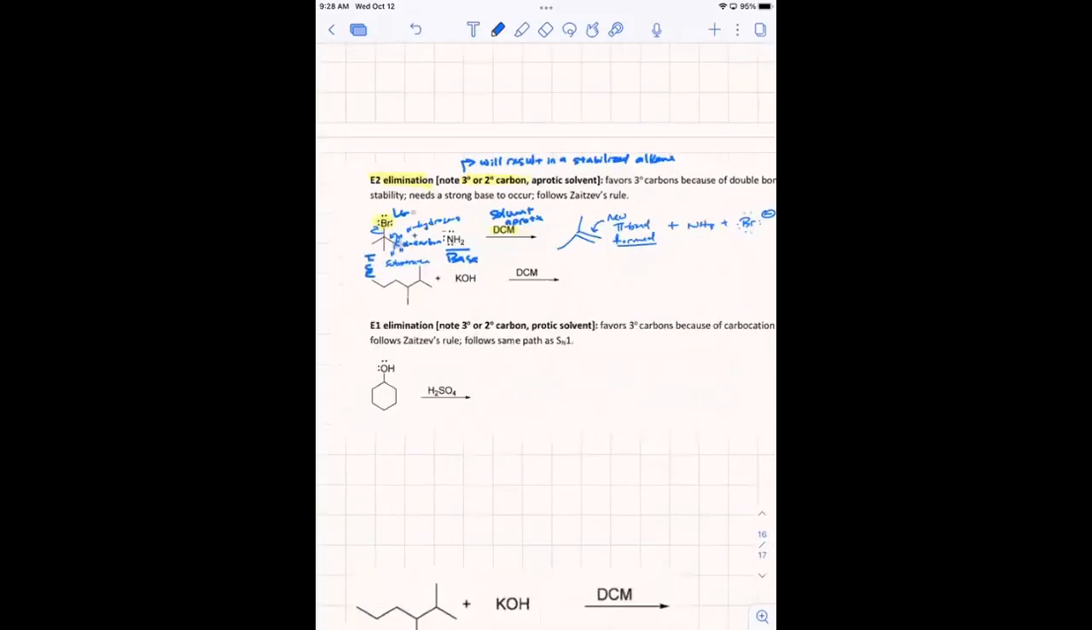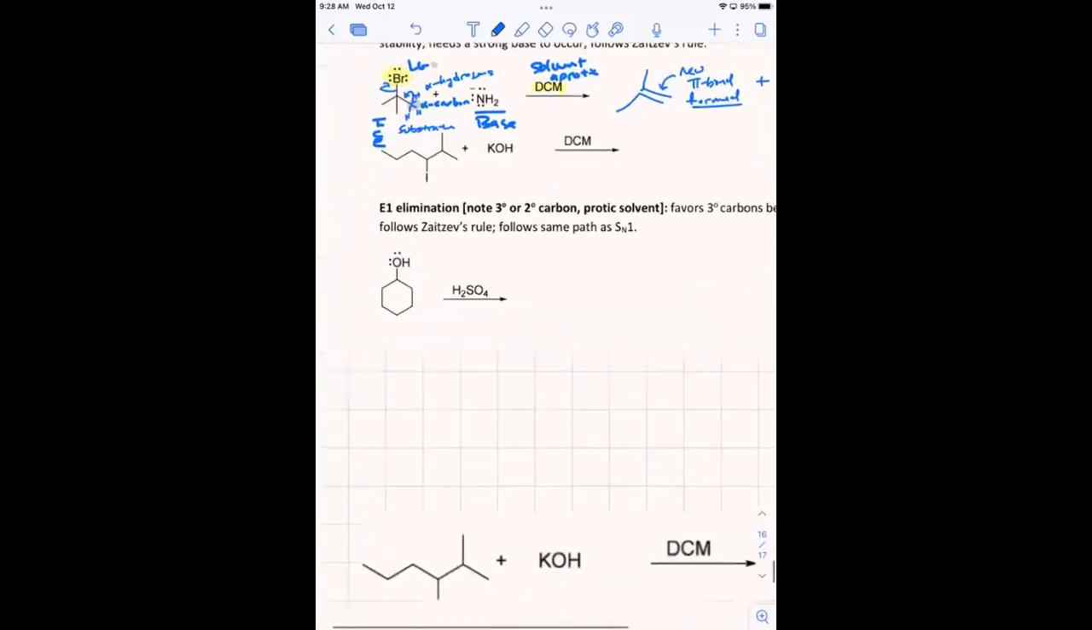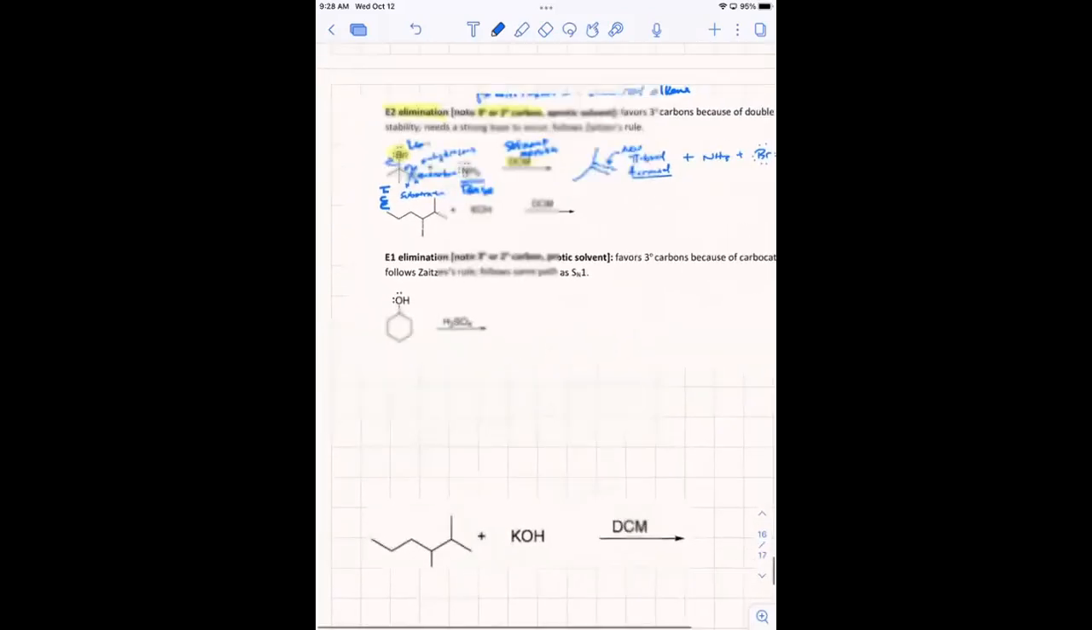All right, so you always look for your leaving group and you look for the carbons that are adjacent to the leaving group. So that's what an E2 elimination is. Well, every elimination is going to give you a pi bond in the product, but the E2 elimination has specific requirements. You need a base. It works best on secondary and tertiary carbons. You need an aprotic solvent. And there's another requirement that I'll talk about as we go through this other example. All right, any questions about that?